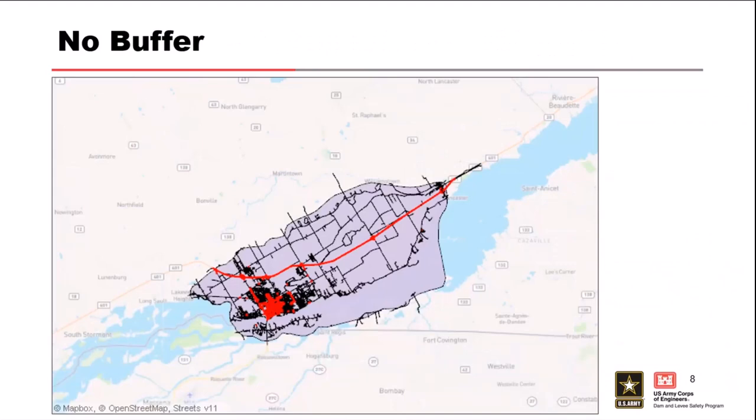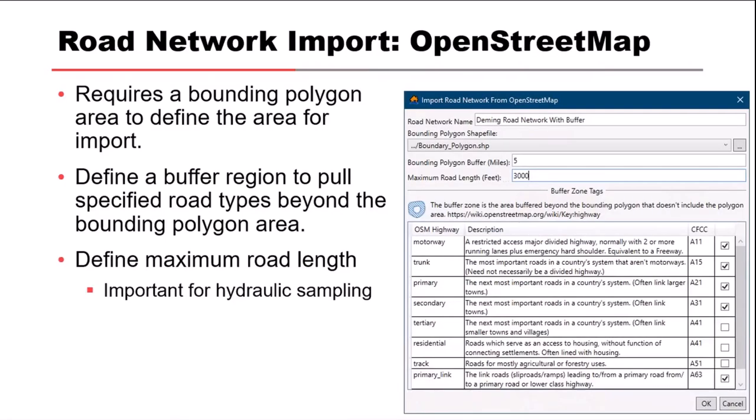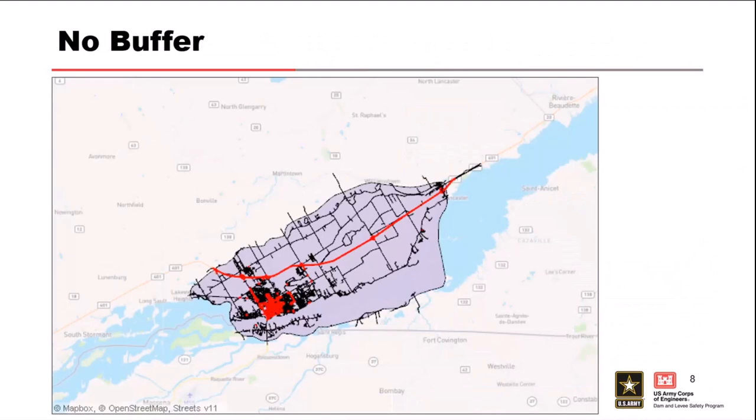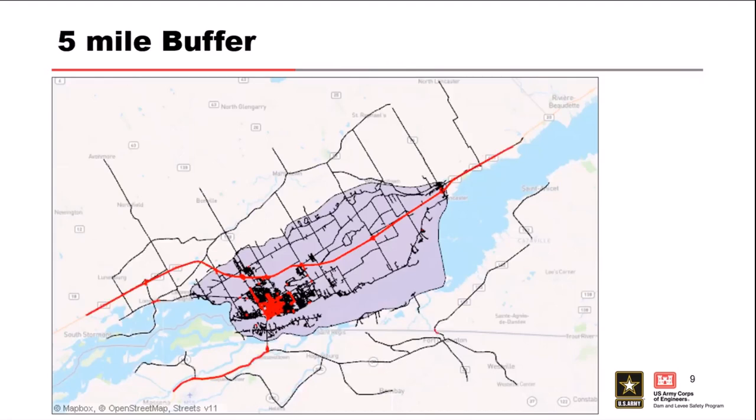So here's a screenshot of no buffer, right? If you set that buffer distance to 0 miles and you imported your road network, it would look like this. But what if you assume people are going to only evacuate east and west on that major road? As soon as they reach the edge of their inundation area, they're not safe. They're still driving along this road for a while, and you want to be able to capture that traffic backing up on that. So you set that buffer, and then you can import all the primary roads outside of that area. Really nice, quick, easy thing.